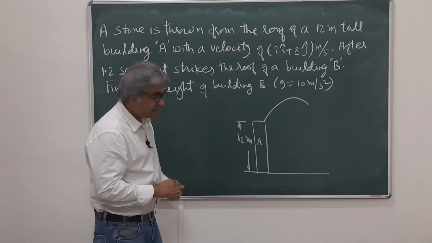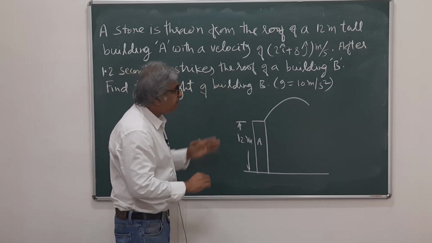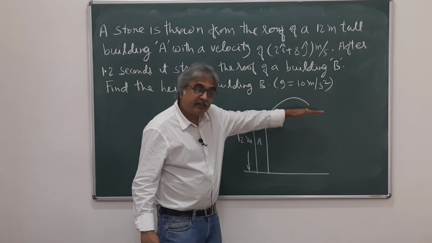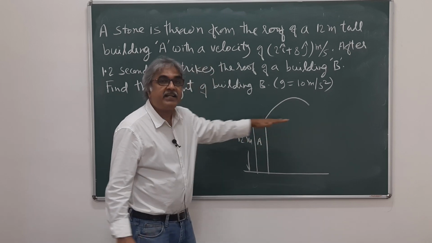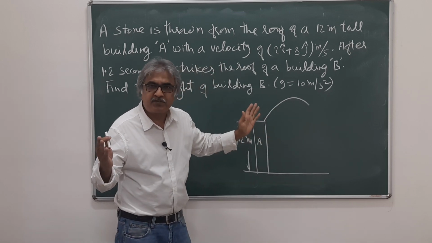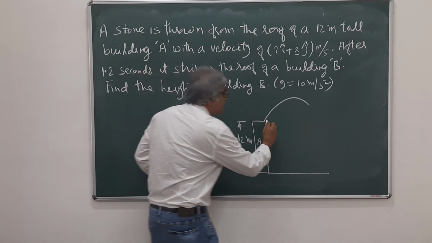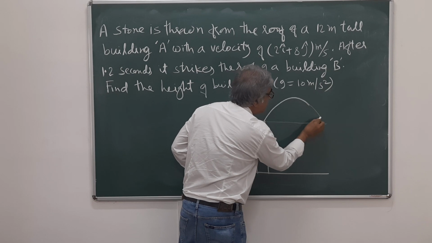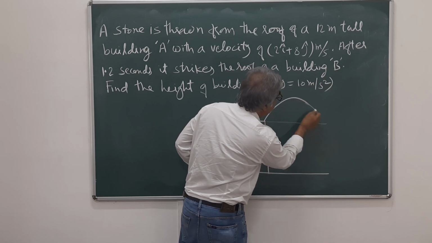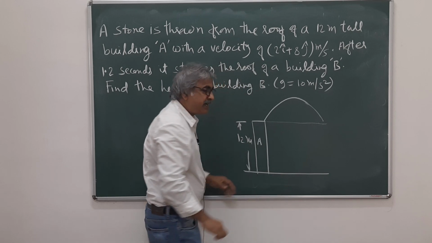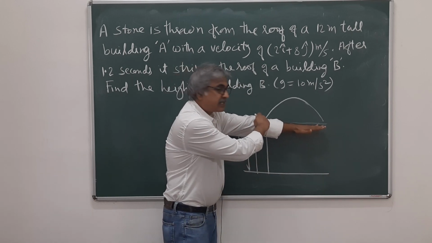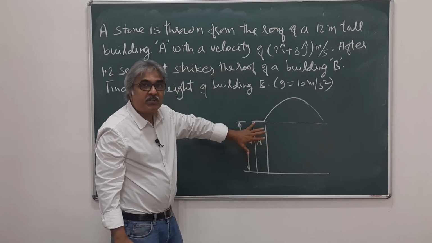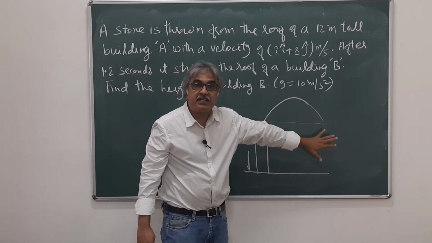One way to do this is to assume that the second building is also of the same height as the first building. It's just an assumption, it may not be true. That means the stone is going to fall like this somewhere, at the same level. The stone starts from a certain level and reaches the same level, because we are assuming the building has 12 meters of height.